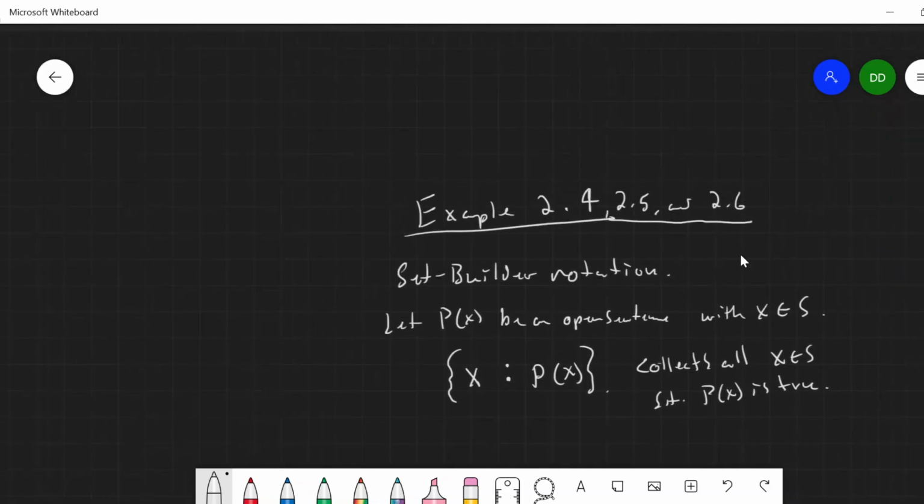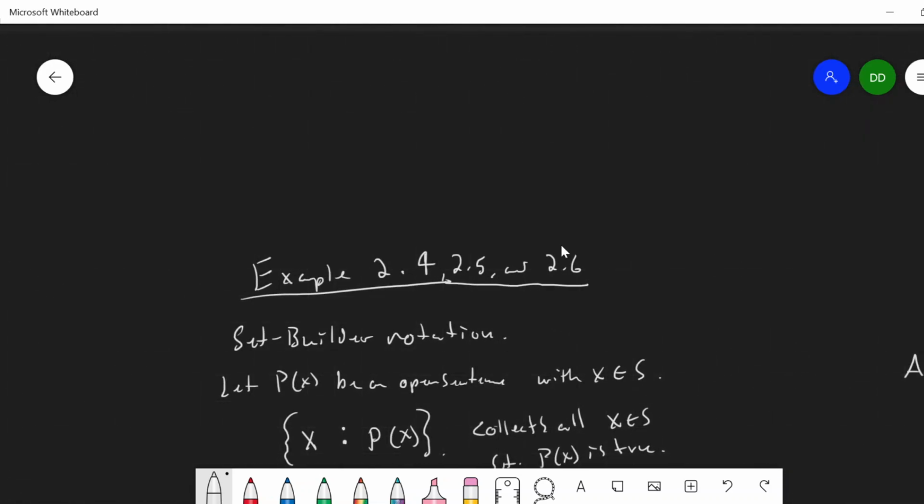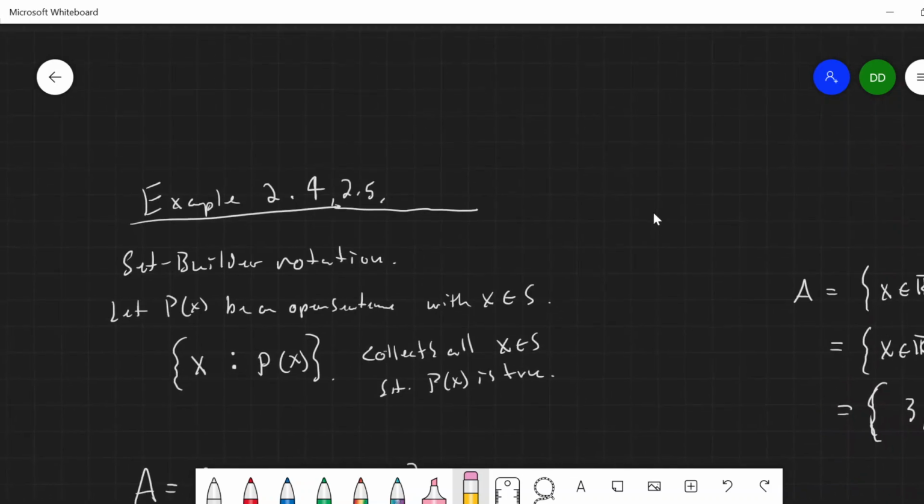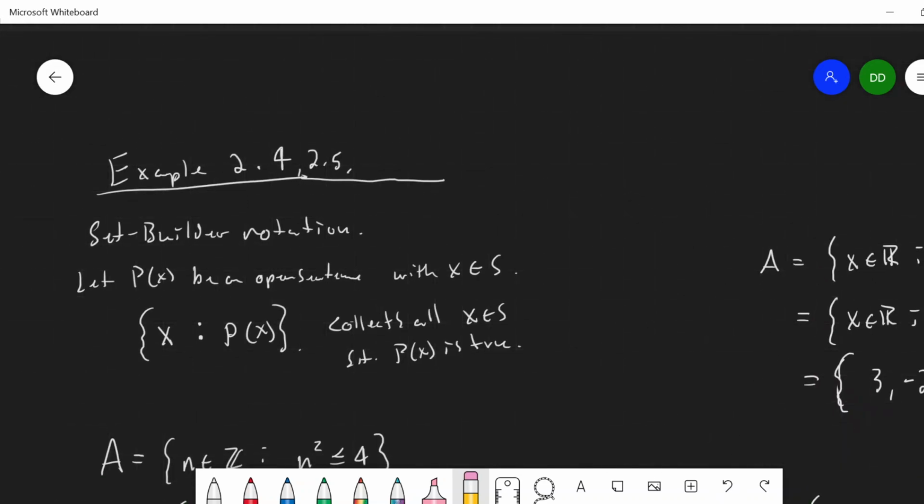I think at the beginning I said 2.5 and 2.6. There is no example 2.6. I lumped those last two examples, or I split them up when I shouldn't have. So 2.4 and 2.5. All right, that's it for this one.